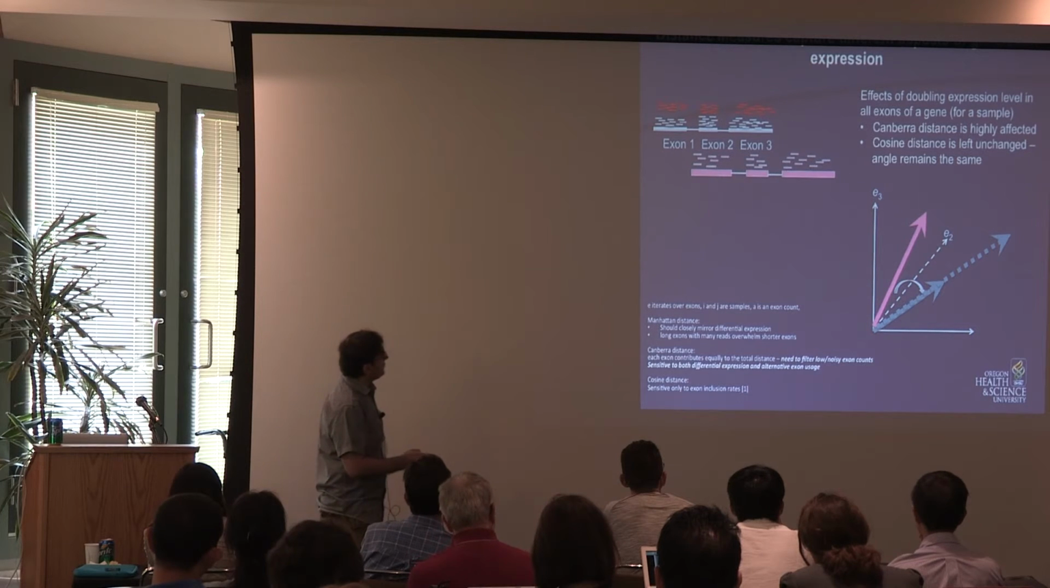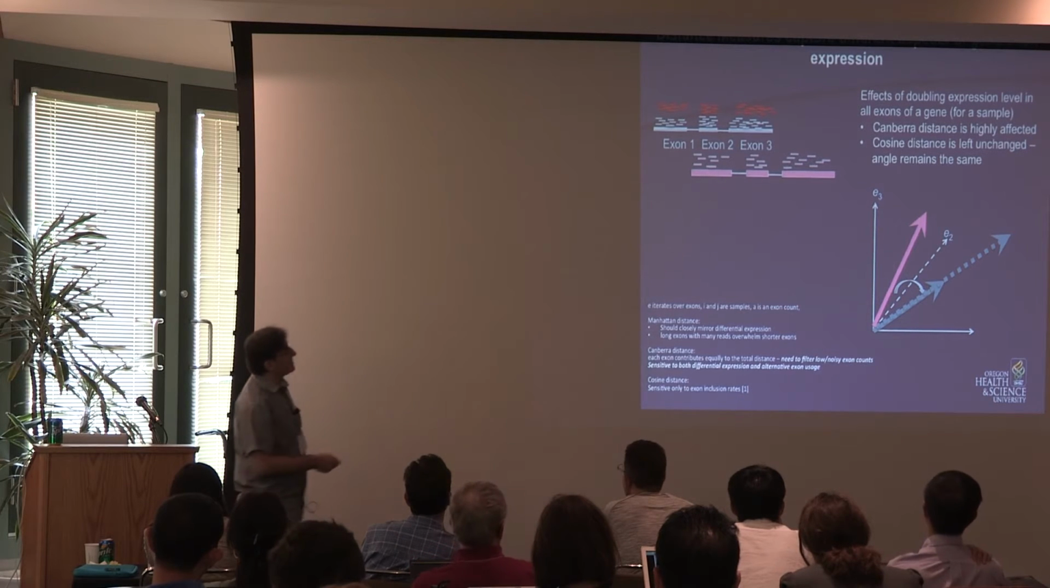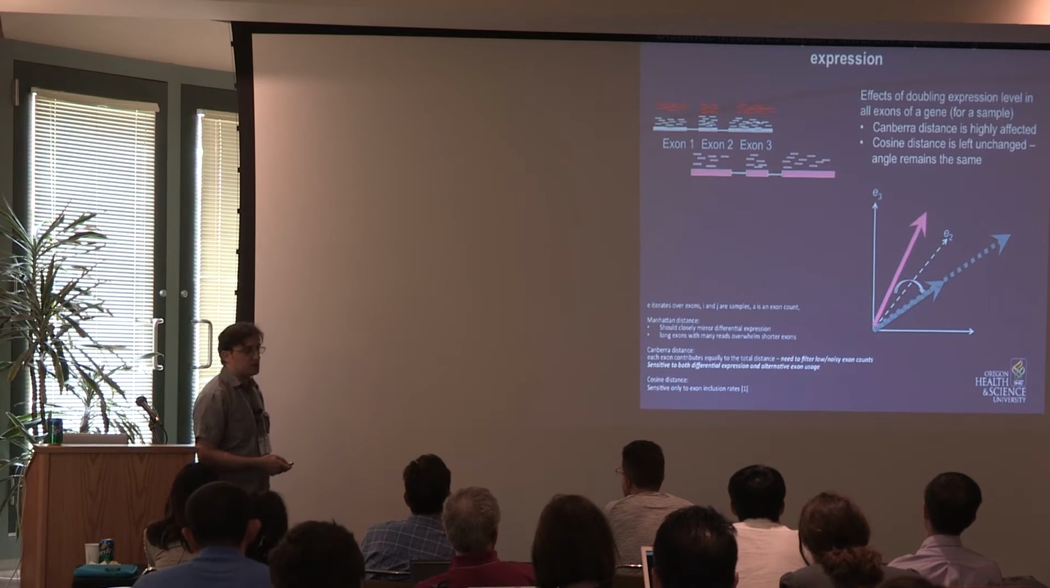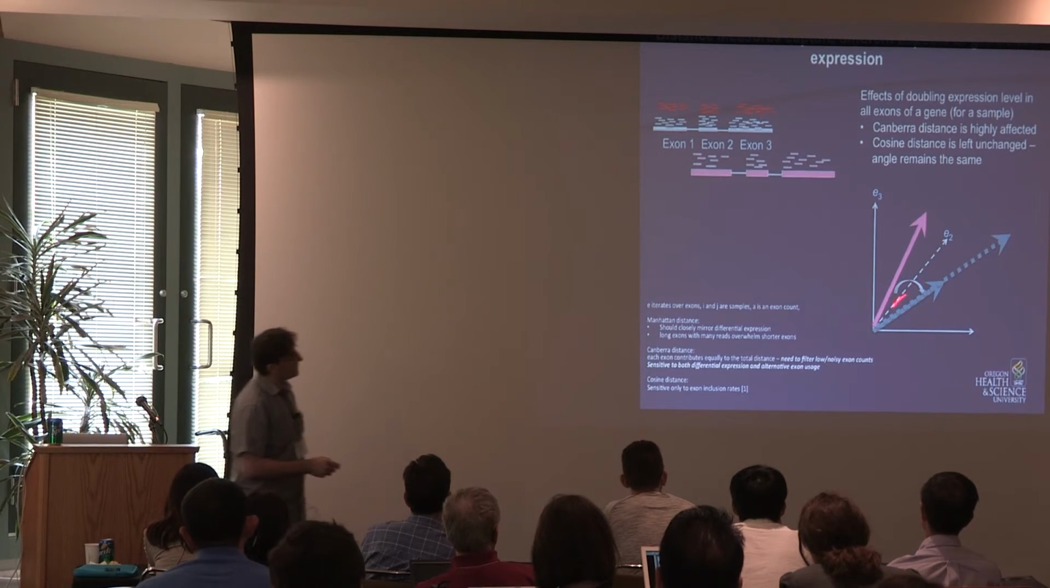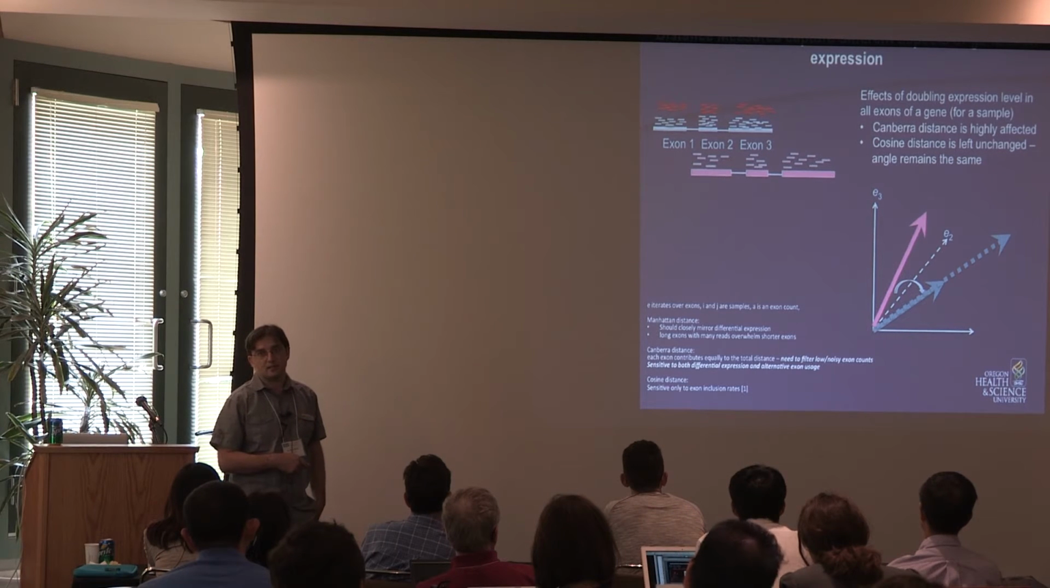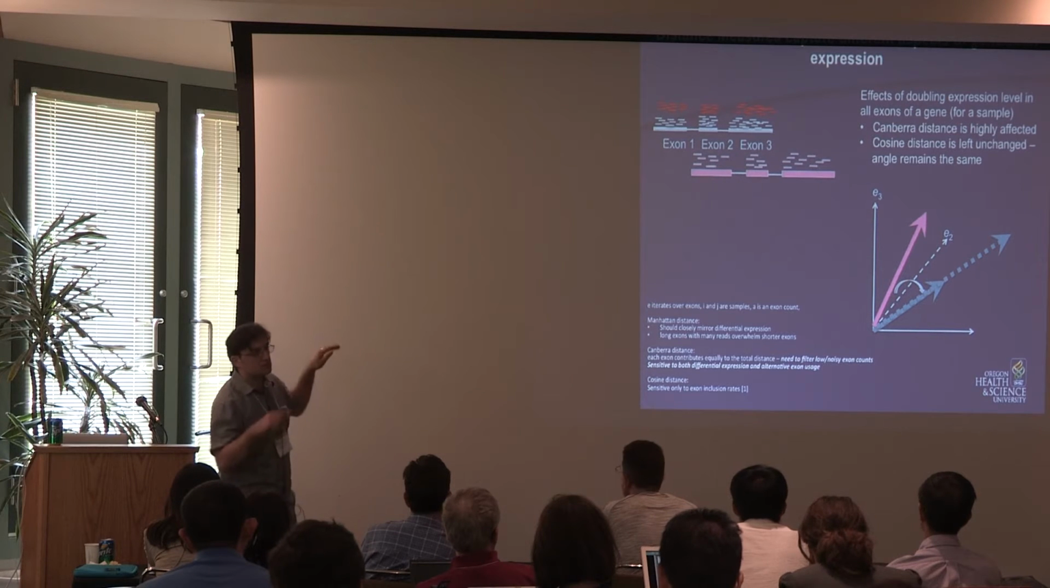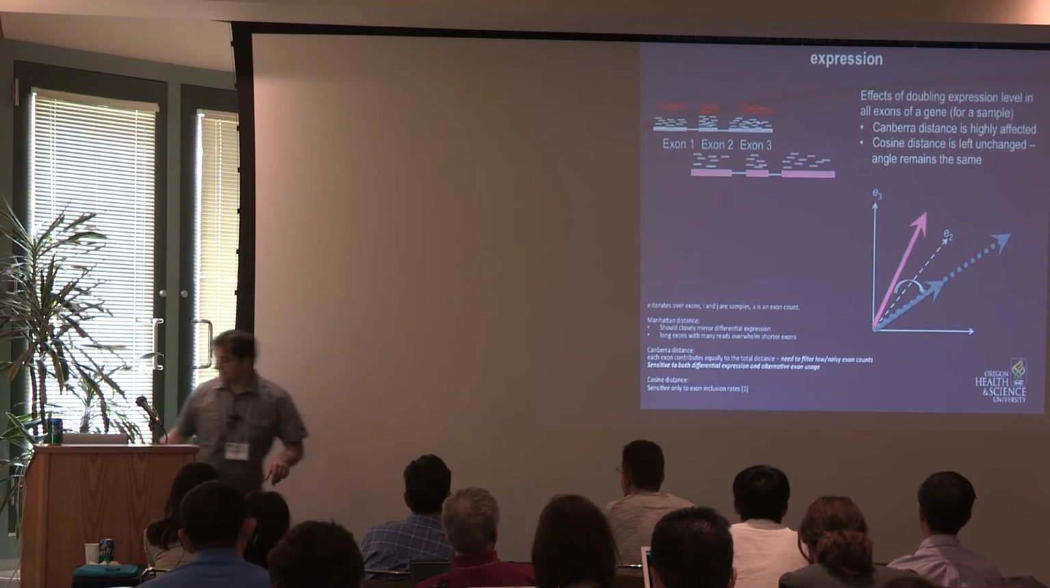Now, if you're interested in just splicing and you don't want to be contaminated by differential expression, this is the distance measure that you should use. So this will just capture alternative splicing, but it will be insensitive to overall changes in expression level.